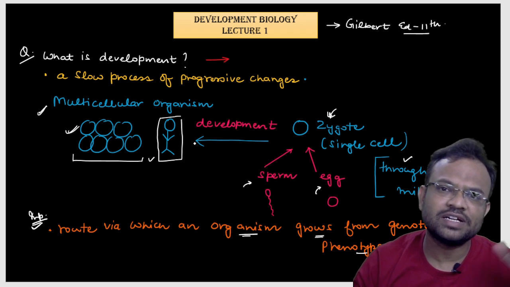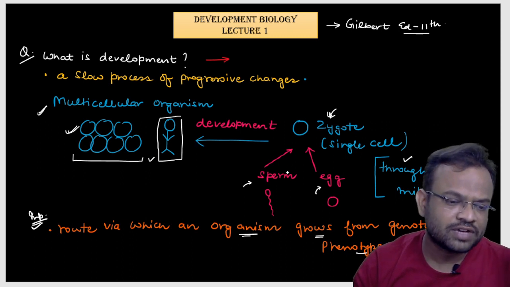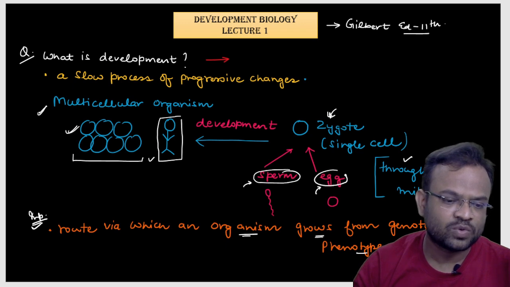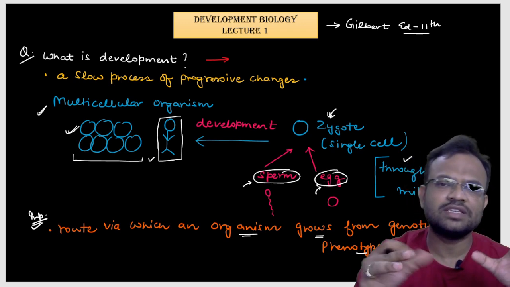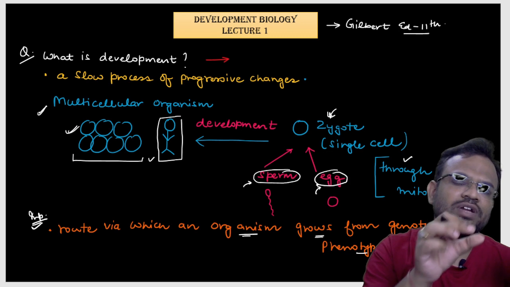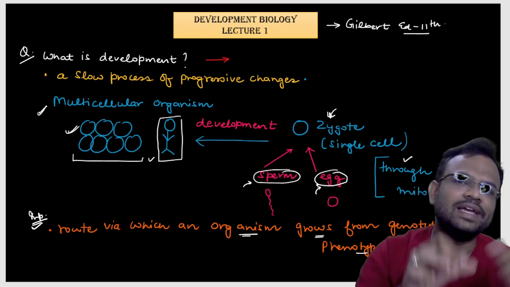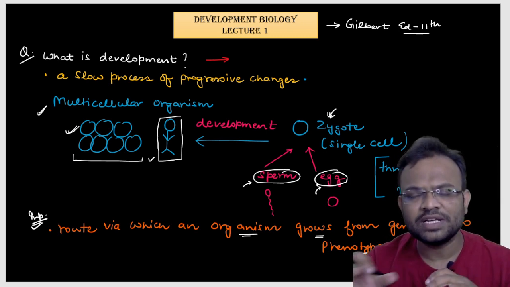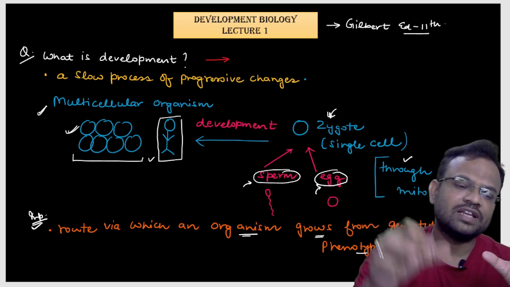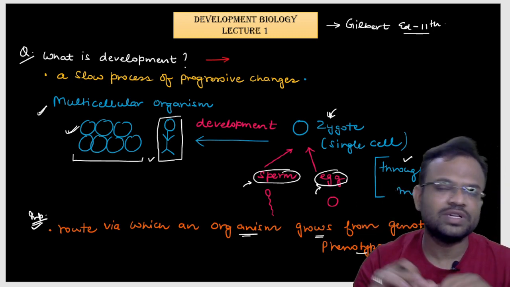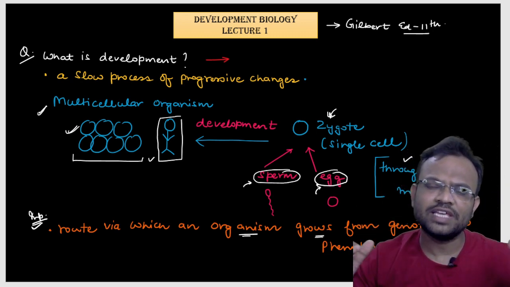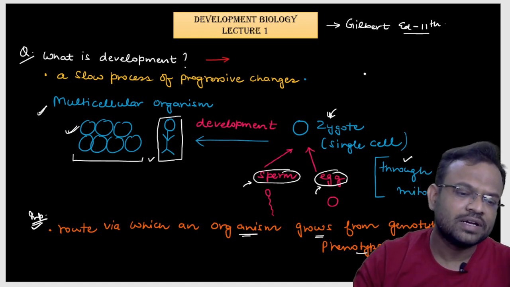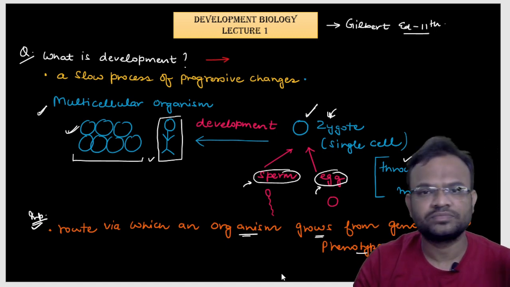Now basically the development starts from the fusion of the sperm and the egg. Now what is the sperm? Sperm is the reproductive unit or reproductive cell of the male individual. Similarly, the reproductive cell of the female individual is the egg. Now when they both fuse, what will happen? A zygote will be formed.